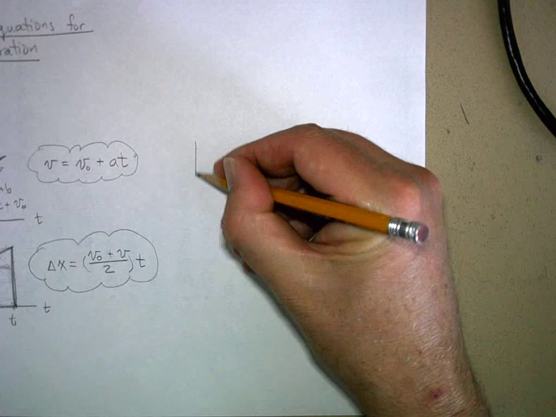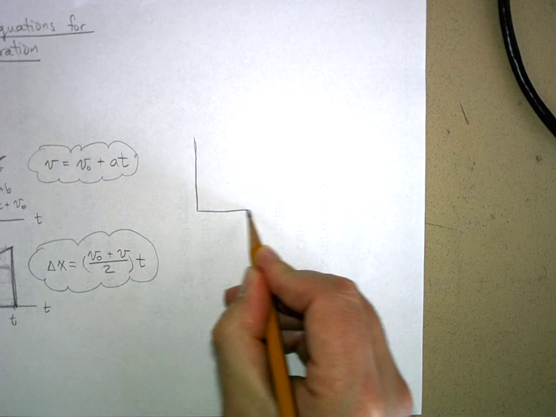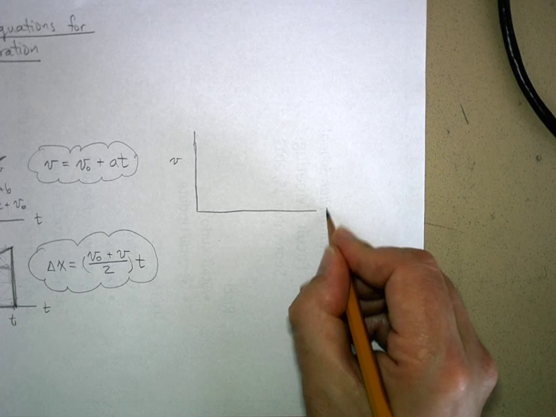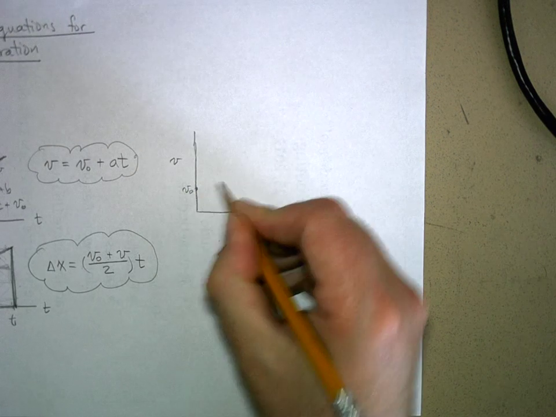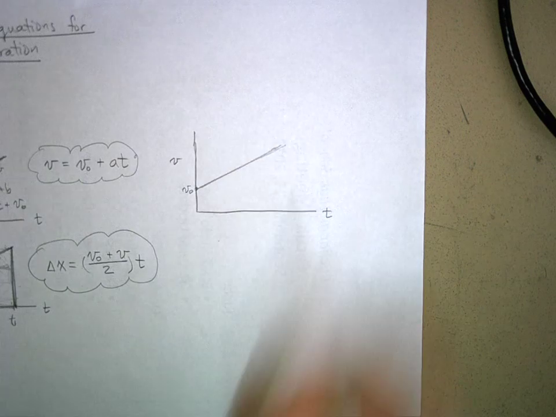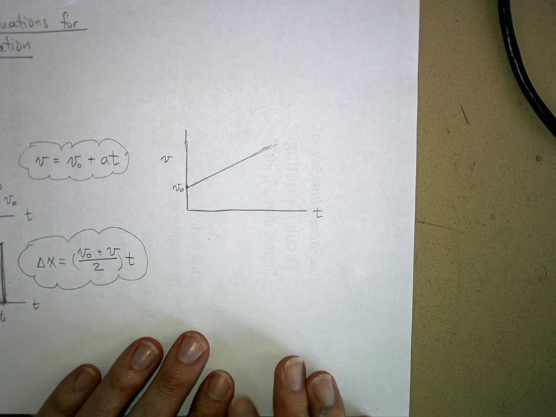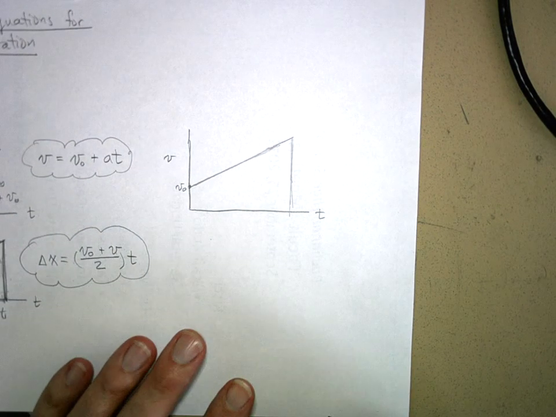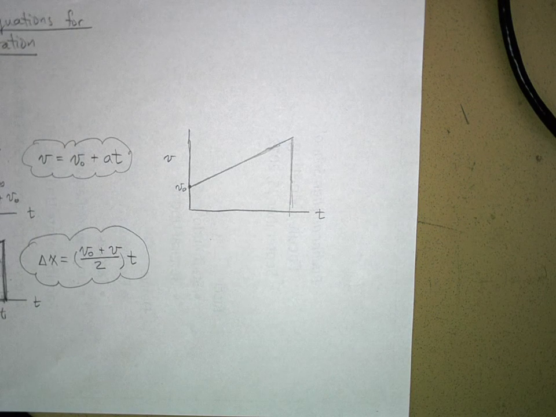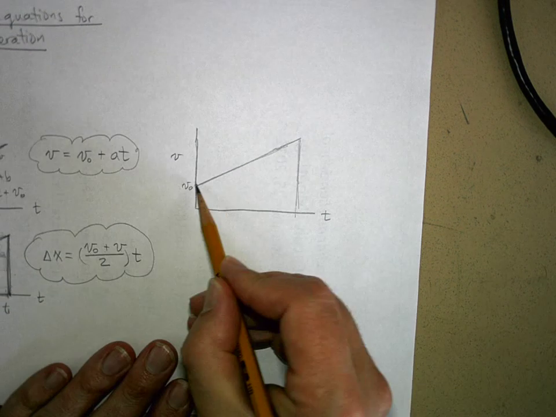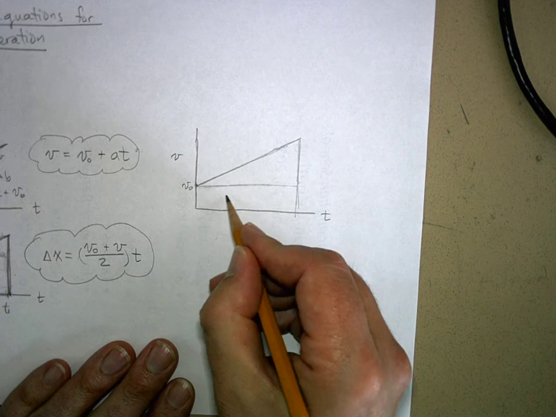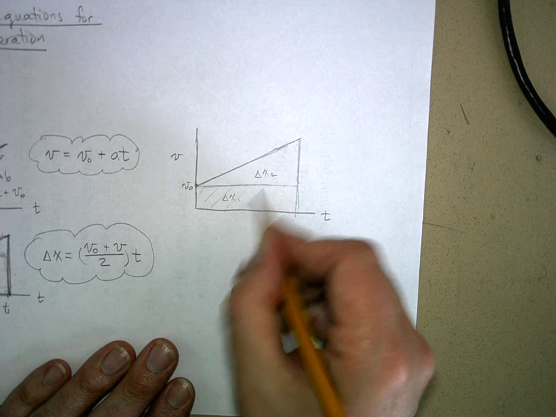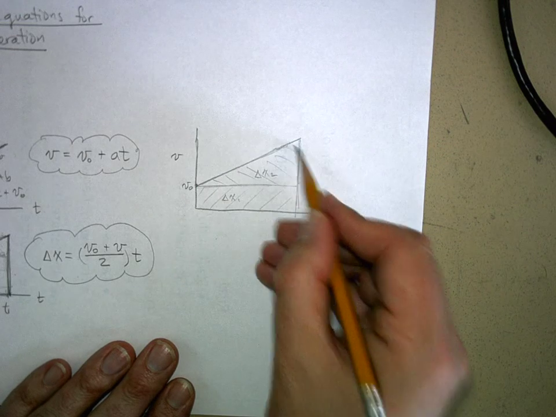Let's redraw that. V and t again. Here's our starting velocity, and we have a constant acceleration for a certain time. Now, I'm going to come up with another equation for the displacement. This time I am going to break it up into a rectangle and a triangle. So I'll call this delta x1 and this delta x2. Here's the area of the rectangle. Here's the area of the triangle.